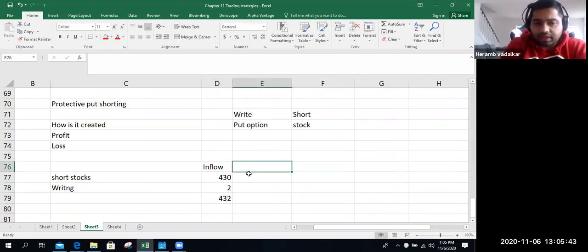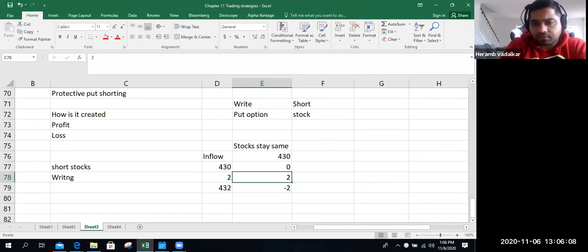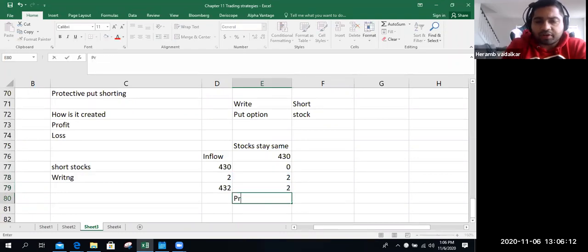Now, if the stock stays the same, it is at 430. What will happen? You have shorted the stock, so you buy the stock back. So profit and loss is 0 from here, but you pocket $2. So your total profit is $2. This is the profit that you make.